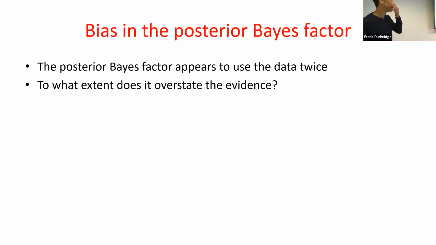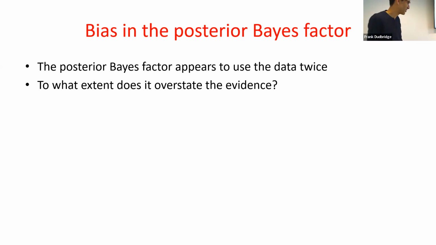There's still this issue, though, that we seem to be using the data twice when we do this. Okay, we use it once to get this posterior distribution, and then we use it again to get a posterior Bayes factor. And we all know that using the data twice is supposed to be naughty. We overfitted the data or whatever. But the question nobody has actually seemed to ask is, okay, if it's using the data twice, to what extent is that actually giving us a bias? To what extent does it overstate the evidence?